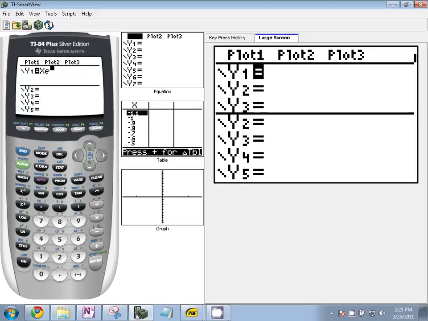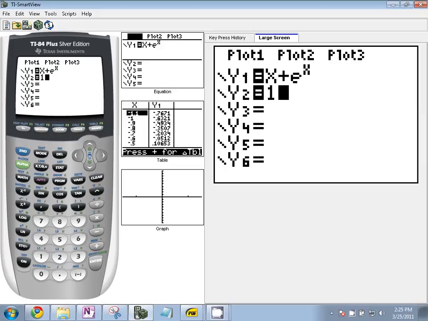What is e? e is a number, just like... What's a number that it's similar to? Pi. It's an irrational number. We'll study it next. 2.718 goes on forever with no repetition. And then what should we do for the other function? 1. We graph this thing.